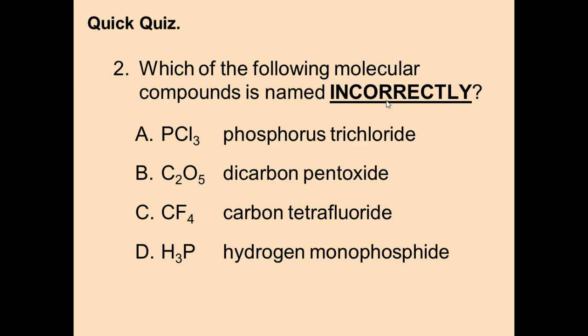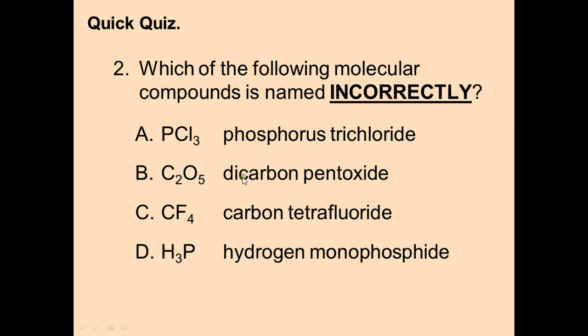So then question 2, which of the following molecular compounds is named incorrectly? And so pretty much it's the same exact thing, but a different set. So here we have phosphorus trichloride. So let's just by the way go through each answer. So phosphorus trichloride: phosphorus is correct because there's one phosphorus. Tri is correct because there's 3. And then chloride is correct because it has the correct ending and correct element.